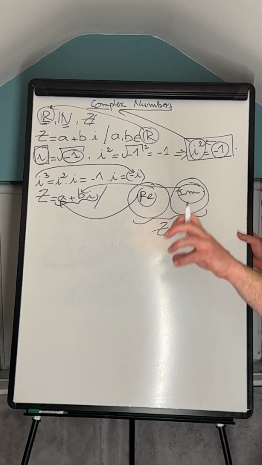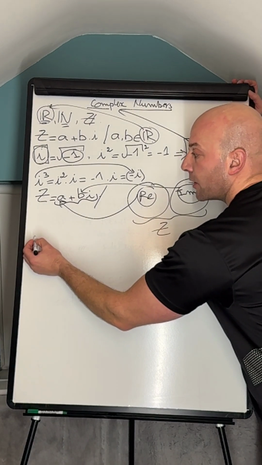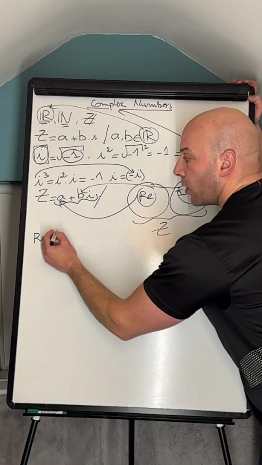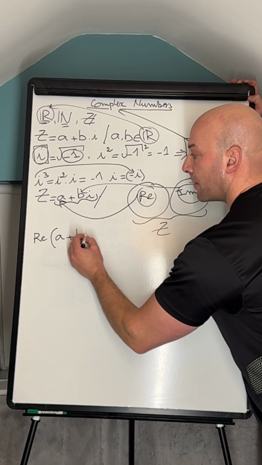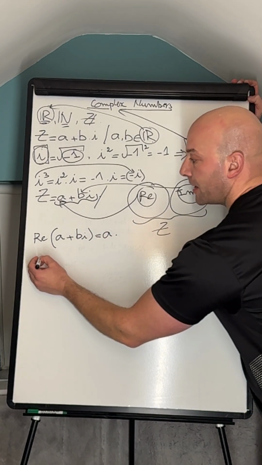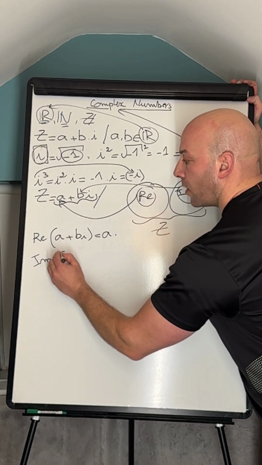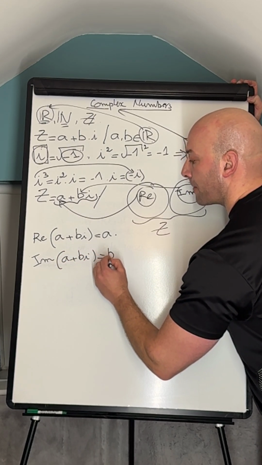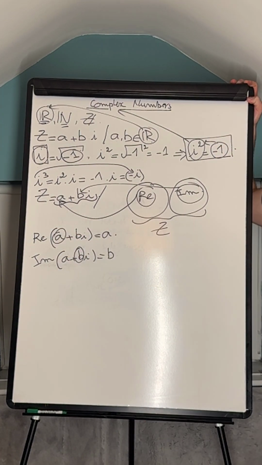Then if you want to take the real part from this formula, what can we write? We write Re. You can write real, but Re is better. The Re of a plus b i equals a. And the imaginary part, Im of a plus b i, equals b. As simple as this. This is the real part and this is the imaginary part.